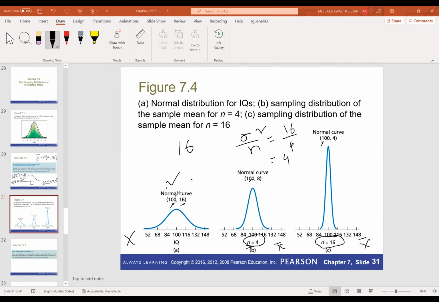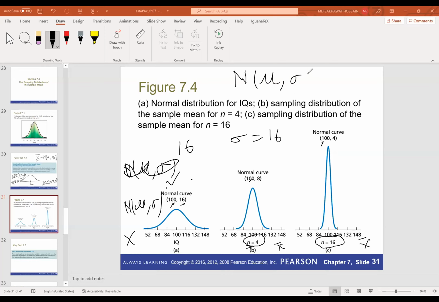Actually, they didn't denote the variance. They wrote normal distribution with mu and sigma, the standard deviation. Sorry, so this is normal mu sigma. So that means 16 is the standard deviation, not the variance. So here sigma is 16. You can use either notation, mu sigma or mu sigma square, but here they used the mu sigma notation. So this is mu and this is sigma.